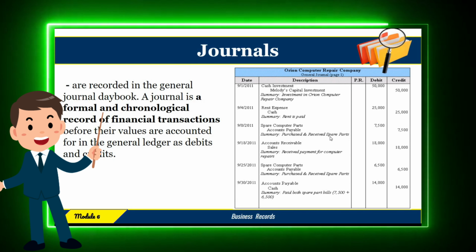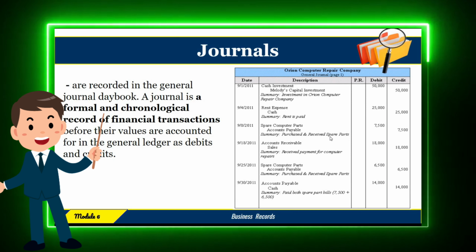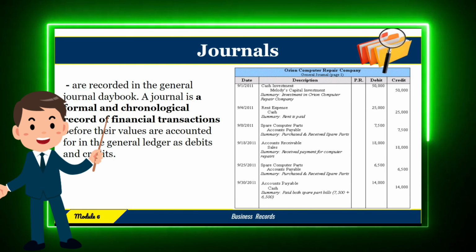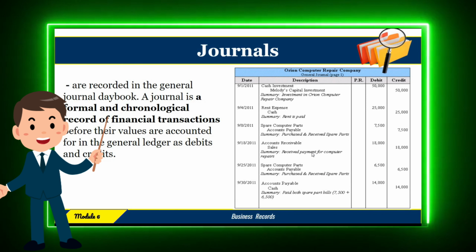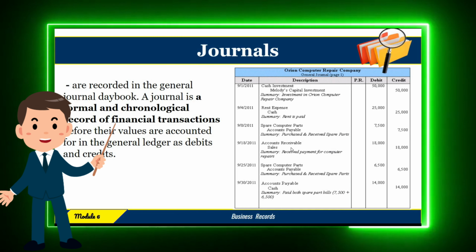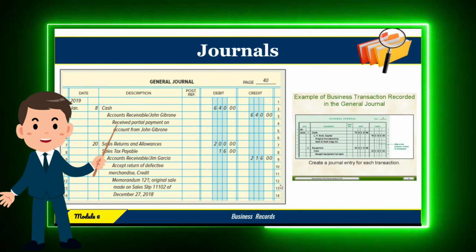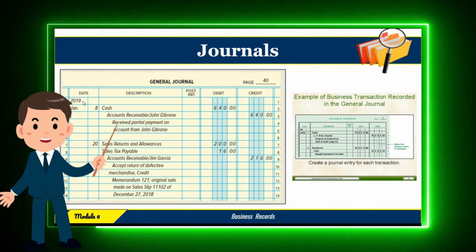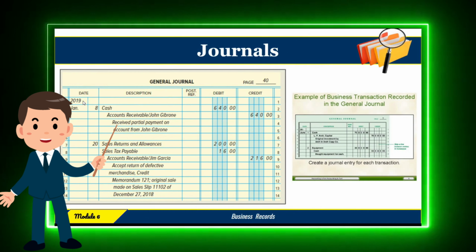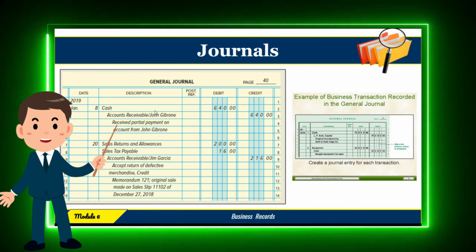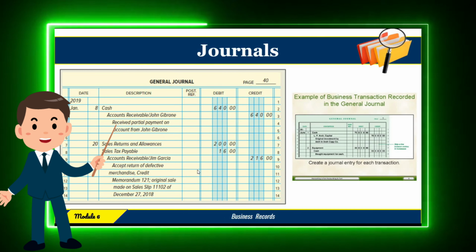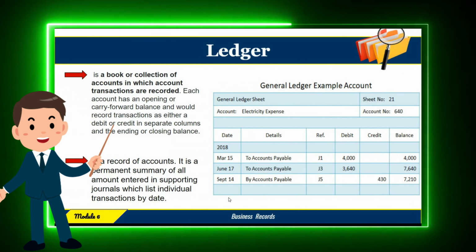Again, when we talk about a journal, it is a formal and chronological record of financial transactions. So very organized, the journal. Next one is the example of a journal. As you can see, we have here the general journal. We have the specific date, and also the description and the portion of debit and credit.